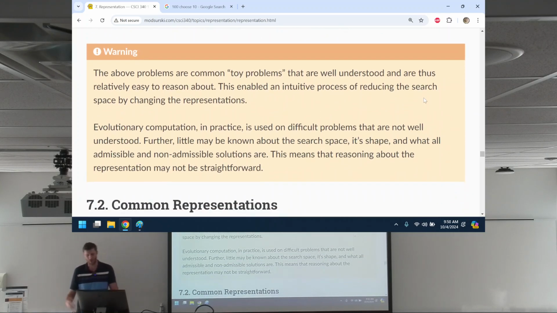Okay, the above problems are common toy problems that are well understood. I've talked about this a lot, but I think it's important to emphasize. They're well understood and they're easy to reason about. That doesn't mean they're simple. They're simple to understand, but the problems themselves are very difficult. But to understand the problem, what it means, what a good solution is, all of that, we can kind of wrap our head around.